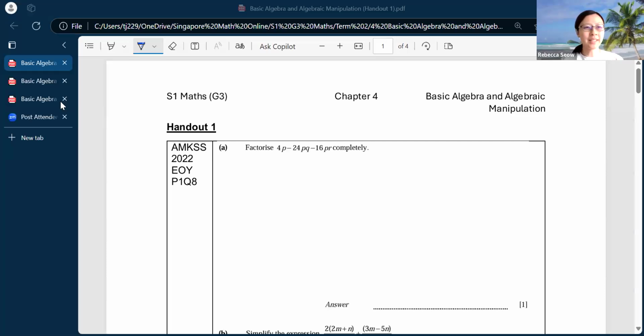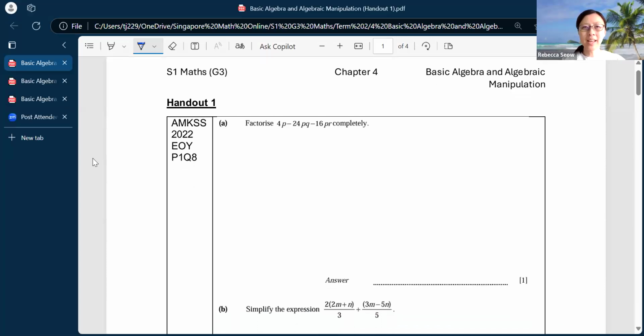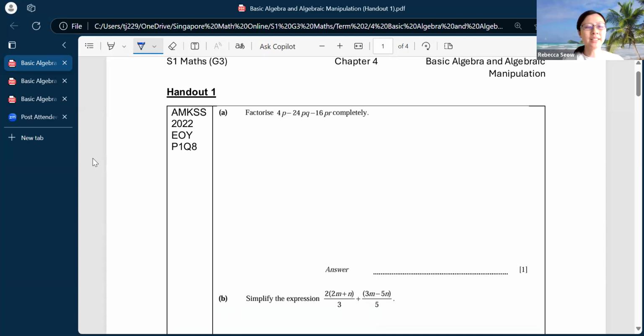Handout 1 consists of 5 questions, and the first question is taken from Ang Mo Kio Secondary School, 2022 EOY Paper 1, Question 8. In this question, it requires us to do 2 parts. First part, to factorize the expression completely, and the second part is to simplify a given expression. So let's take a look at part A.